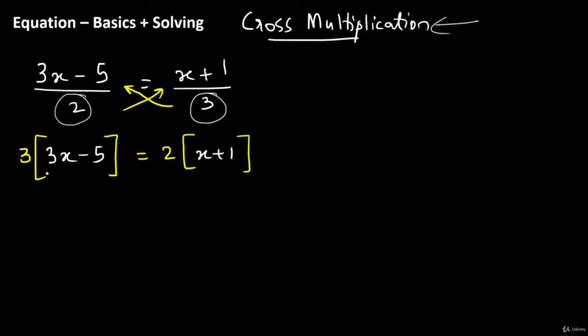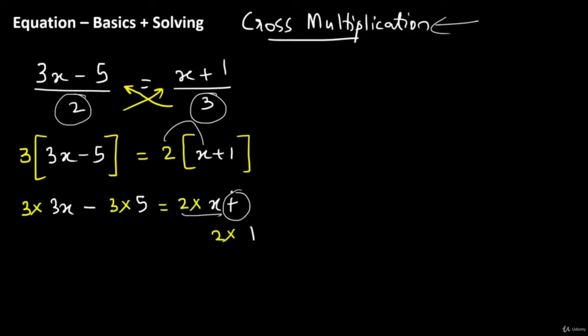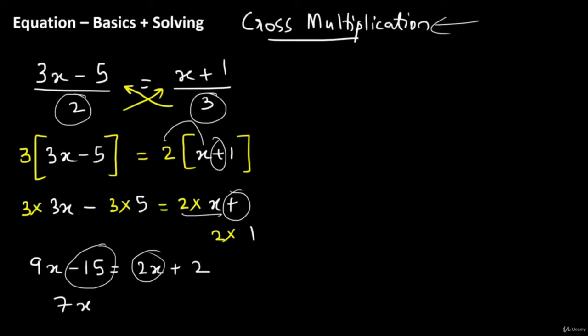Now let's open this bracket. So this becomes 3 into 3x minus 3 into 5, right? So 3 into 3x minus 3 into 5 is equal to 2 into x. That's this part, plus we have a plus over here, 2 into 1. So that's this part. So this simplifies to 9x - 15 = 2x + 2, or if you take 2x to the left hand side, it becomes minus 2x. So 9x - 2x is equal to 7x, right? And if you take minus 15 to the right hand side, it will become plus 15. So 2 + 15 is equal to 17. So we get 7x = 17, or x = 17/7, right?